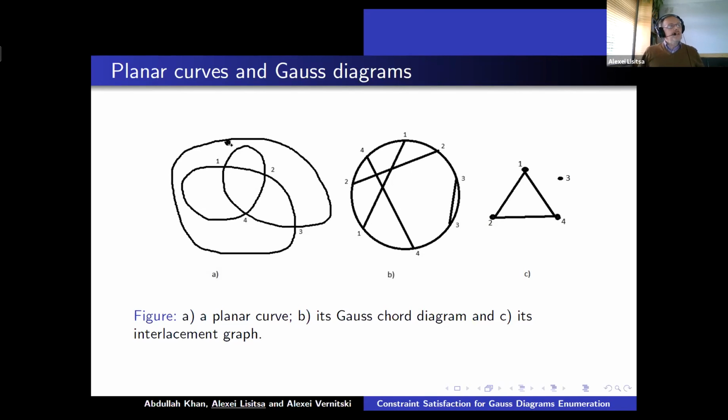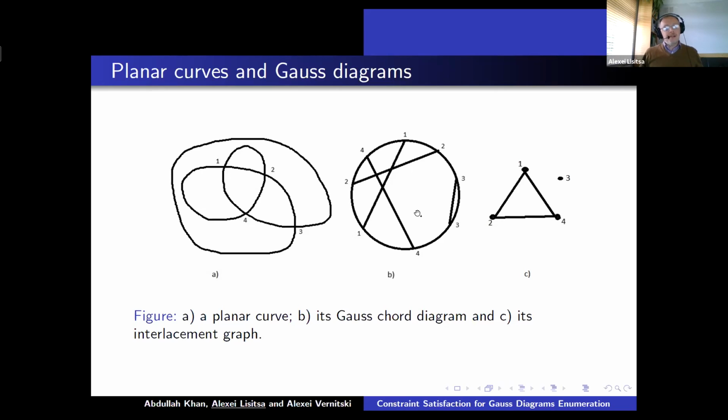It's a very simple procedure. You just start from any point and traverse the curve, and in parallel, you traverse a circle. Once you hit a crossing point, you put a point on the circle. Once you do the full traversal, you will get a circle with the points on it. Then you connect the points which correspond to the same crossing. So in this case, if I start from somewhere before crossing 1 and go clockwise, I will get a Gauss diagram which will look like that.